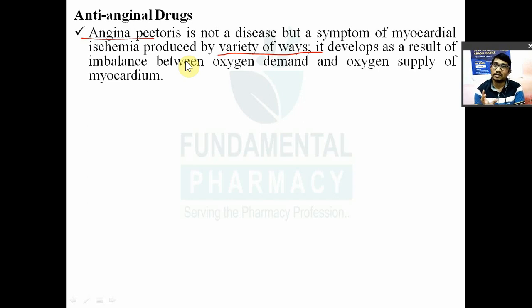But the main reason is nothing but arteriosclerosis. Somehow there is either deposition of cholesterol in the coronary artery, or vascular diseases, or there is a decreased oxygen supply to your myocardium. So angina pectoris is not a disease; it is a symptom of myocardial ischemia produced by a variety of ways. It develops as a result of imbalance between oxygen demand and oxygen supply of myocardium.